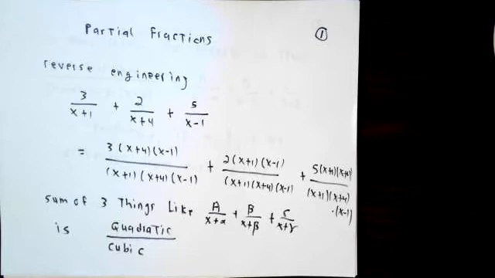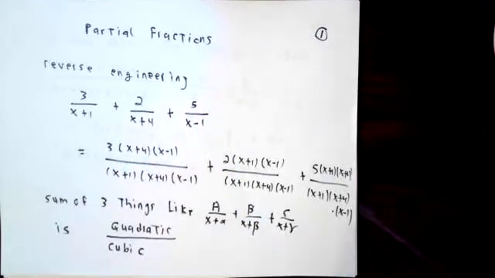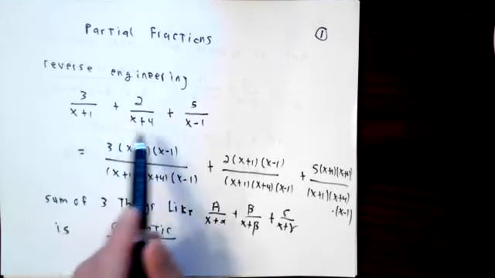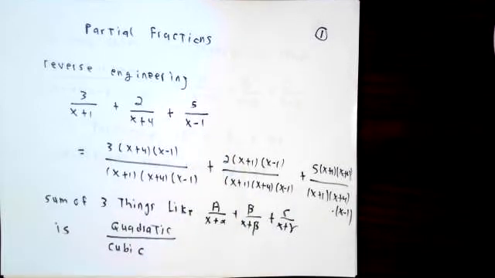So suppose I had three rational functions, but they were a very simple variety. They are linear polynomials on the bottom and constants on top. If I want to add these fractions together, I have to fix it so that the denominators are all the same. The lowest common denominator is obviously going to be x plus 1 times x plus 4 times x minus 1. So in each one of these fractions, I've already got one of those three things on the bottom, and I just have to supply the other two.